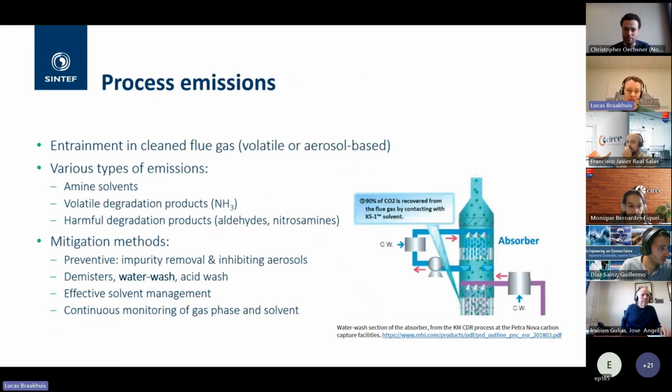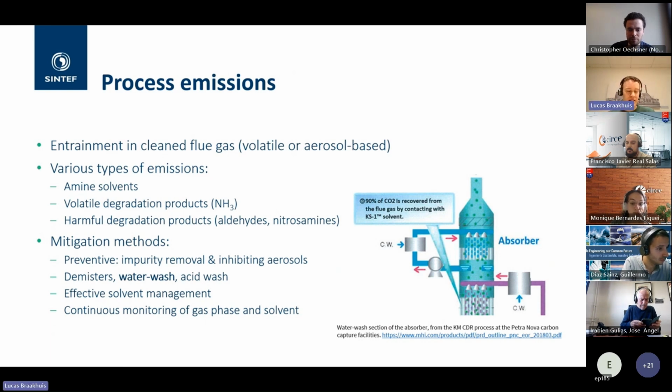So now we've had the solvent degradation. I'd also like to spend some time on the process emissions. This is an issue when some of the solvent or degradation products are entrained in the cleaned flue gas, so the flue gas exiting the absorber. This can be volatile emissions or aerosol-based emissions. And what we typically see is that most of these emissions are aerosol-based, meaning that there are small droplets in the gas in which degradation products or amines are dissolved, and they enter with the gas stream.